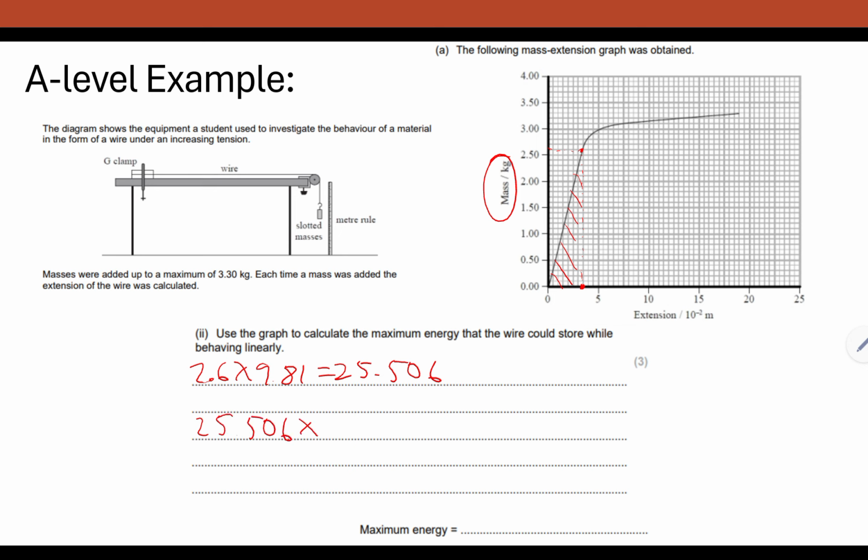So we do 25.506 multiplied by 3.5 times 10 to the power minus 2, because it says it here, and don't forget this is really important. When we do that, we get 0.89271, and because it is a triangle, we divide it by 2. So when we do that, we get 0.446, in other words 0.45. Because the answer doesn't have the units, you have to write the units. The units for energy is joules.